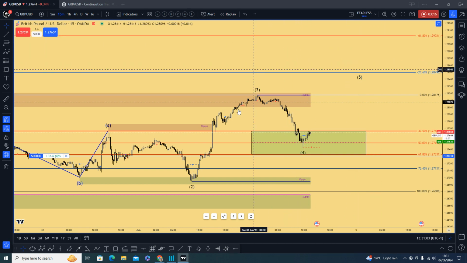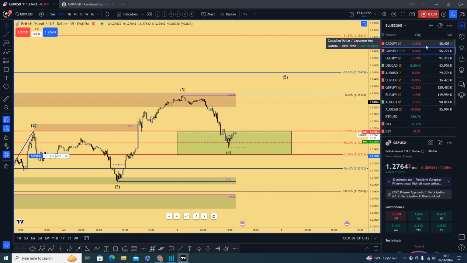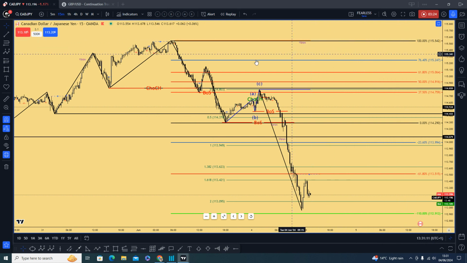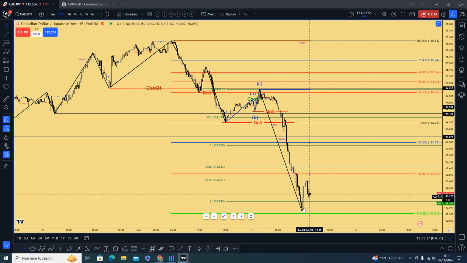Okay, so that is the pound US dollar. The CAD yen, I was selling the CAD yen this morning. Okay, and the price broke even below the T2, and we have seen the price had a strong line. What we can see now is a potential retracement, which could be strong because this is a completed wave structure.